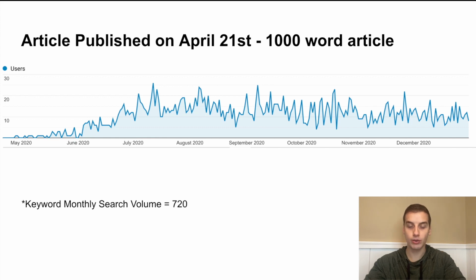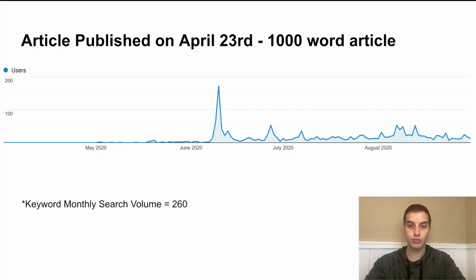It was ranking anywhere between 1 to 3 for the keyword, kind of jumping up and down. And then the article really did receive some steady traffic, into the months of September, October, November, December, and it's still one of my better performing articles to date on that website. The next one was published on April 23rd.